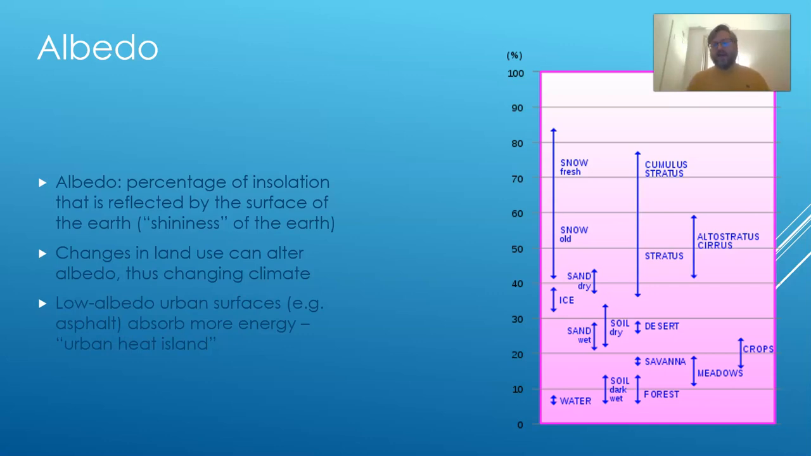And this is something you may have noticed if you've ever gone from a very rural area to a very urban area on the same day when it's a warm day. You may notice that it seems hotter in the city. And that's that urban heat island, that the kind of surfaces that we have within an urban area tend to be lower albedo, absorbing more energy and raising the temperature more than a lot of the surfaces that we might have in a rural area.